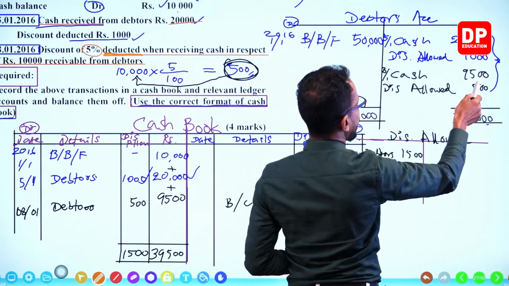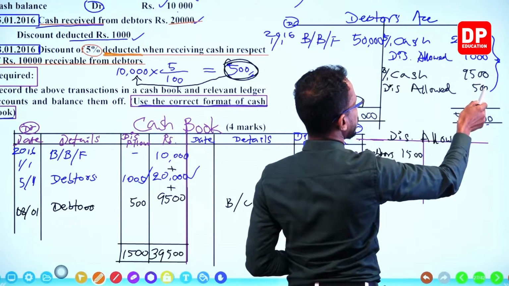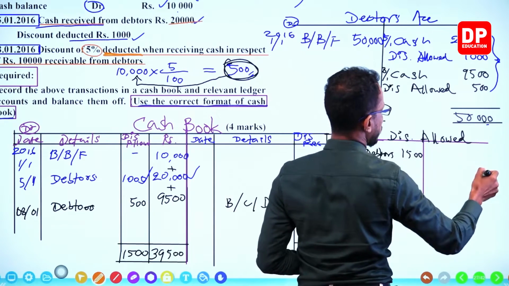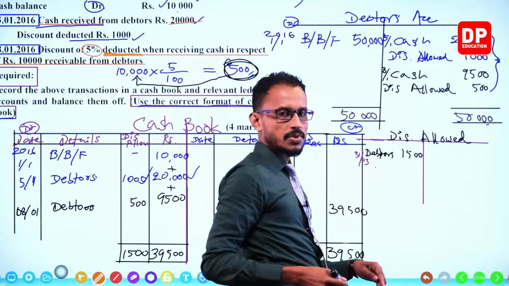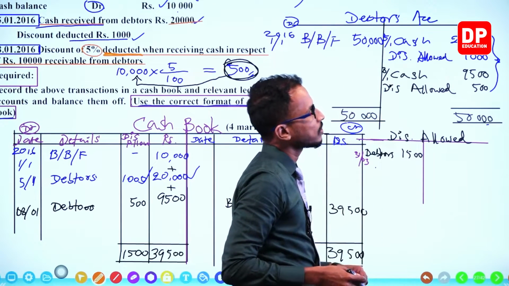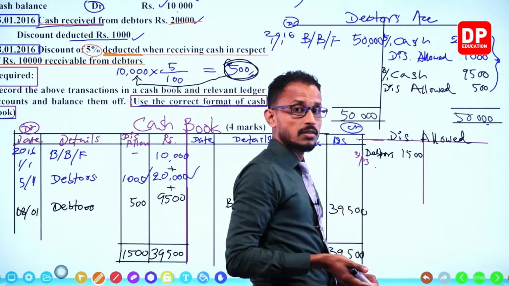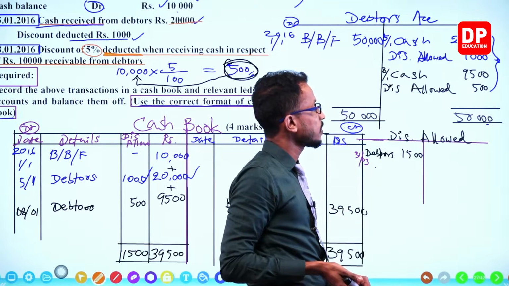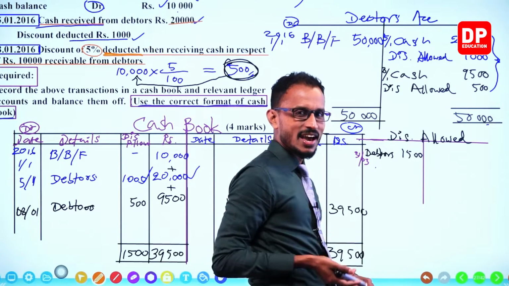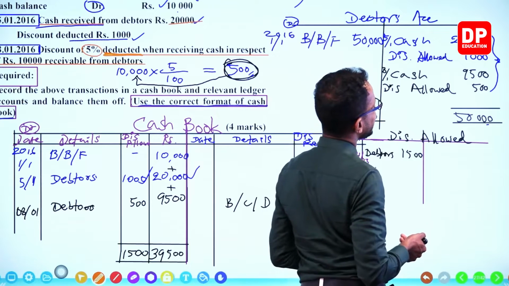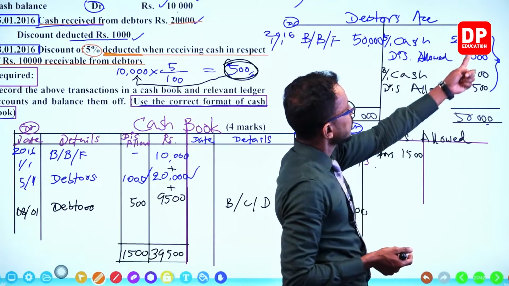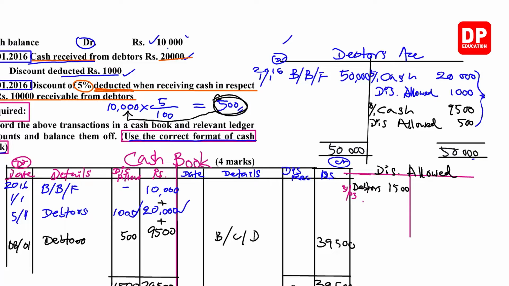20,000 plus 9,500. 30,000, 31,000. From 50,000 you have to subtract 31,000. Tell me, how much is the answer? 19,000. See, 20,000 plus 1,000, 21. Here, 9,500 plus 500, 10,000. 21 plus 10, 31.